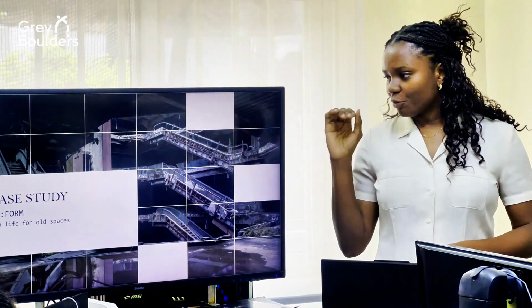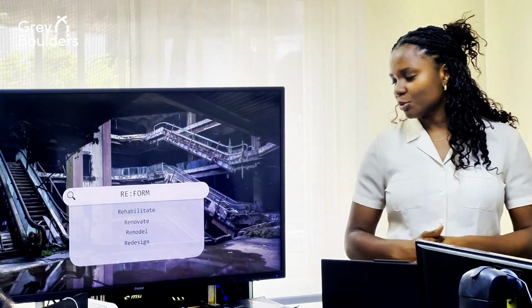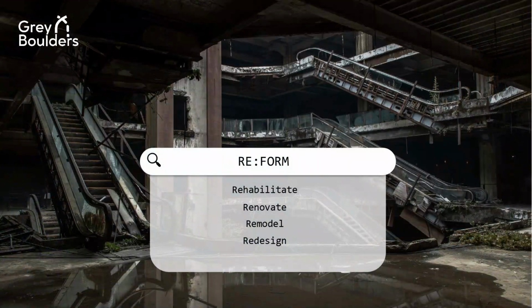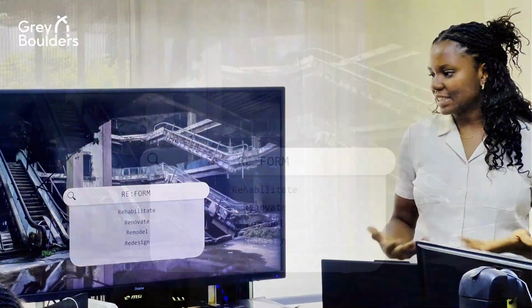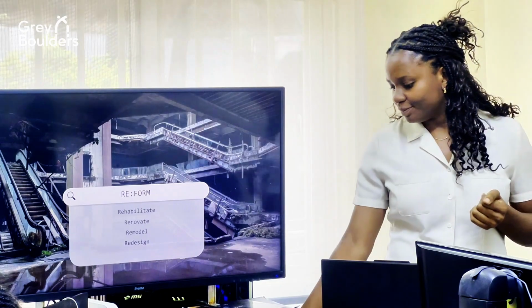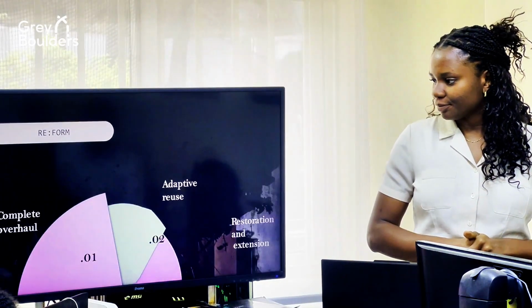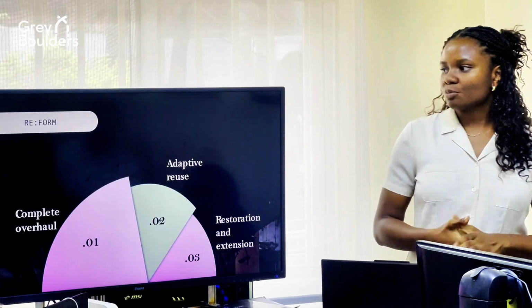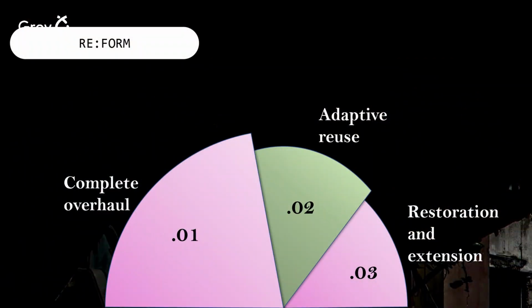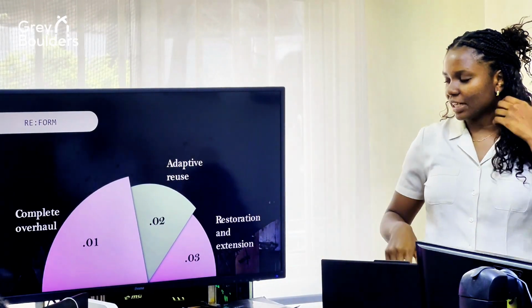Now, when you think of reform in the architectural sense, what words come to mind? You have rehabilitate, renovate, remodel, redesign. All these can fall under the word reform. Now, when it comes to reform, we have three major types. We have complete overhaul, adaptive reuse, and restoration and extension.